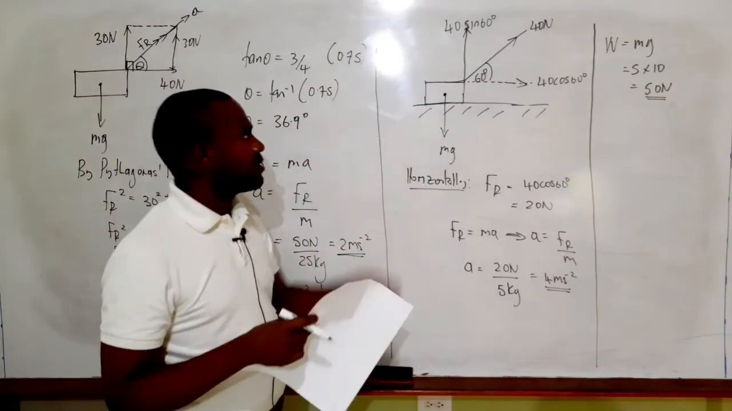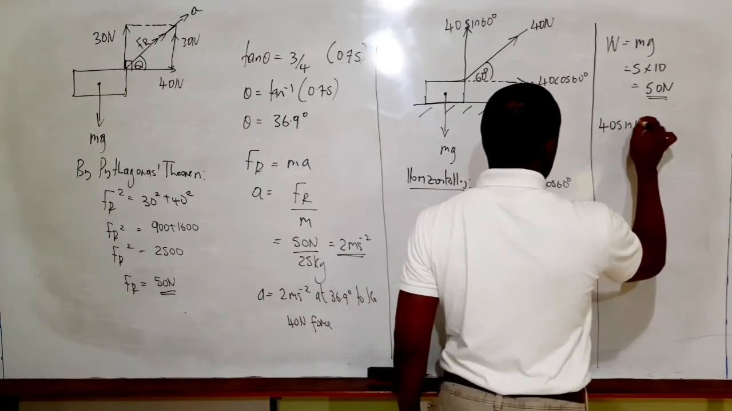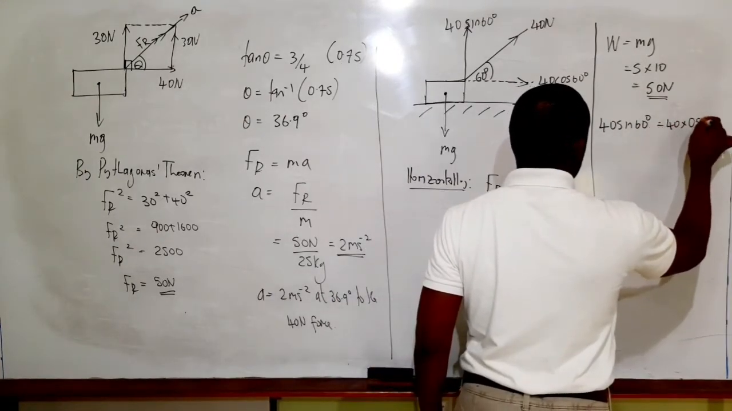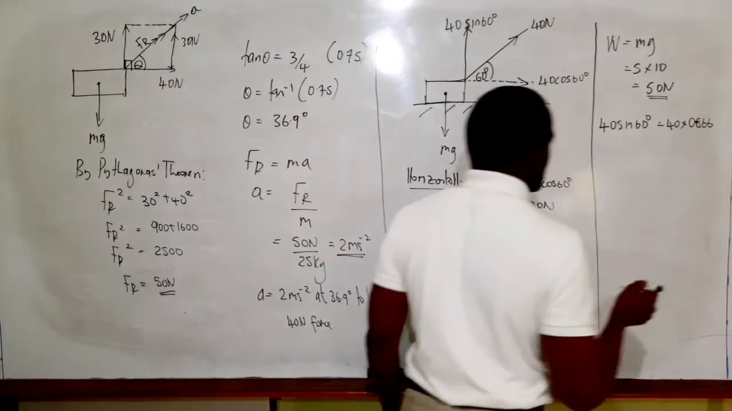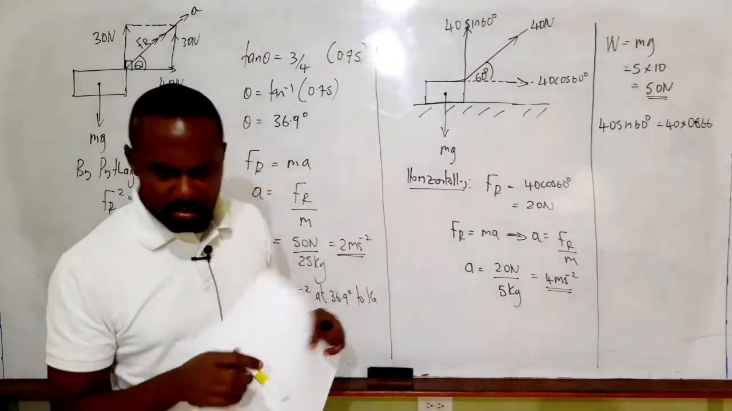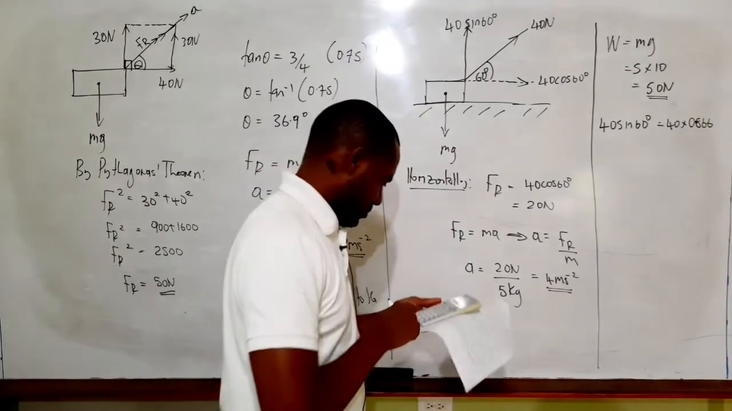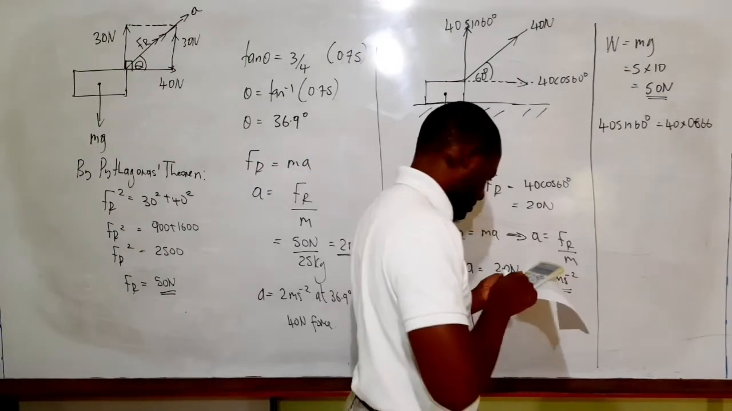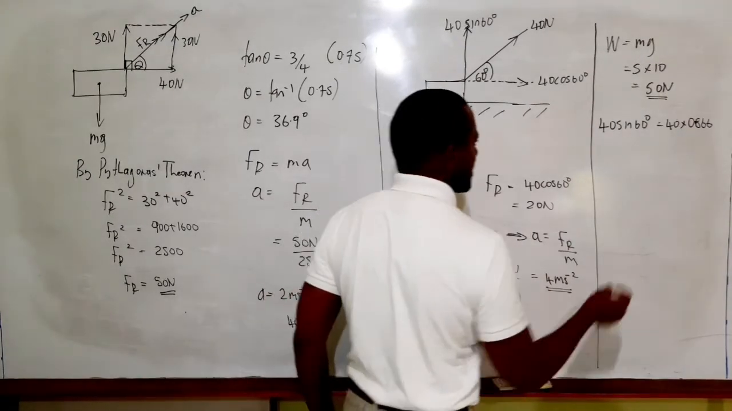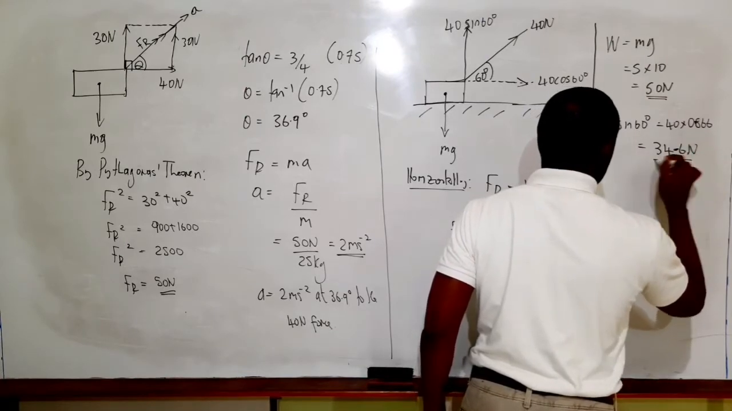Now let's work out this one, 40 sine 60. So 40 sine 60 degrees is equal to 40 times 0.866. That gives us 34.6 newtons, right?